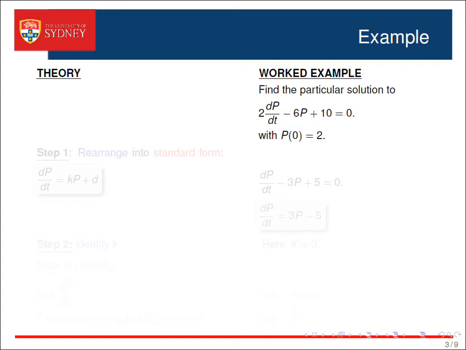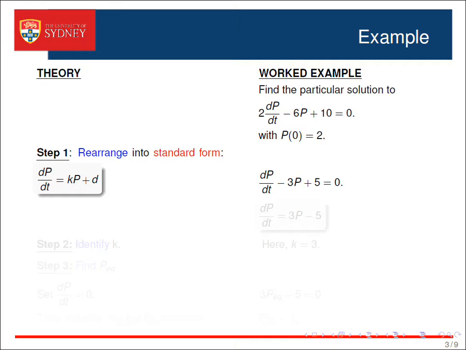Our strategy here is to first find the general solution of the differential equation. We then use the given condition to find the arbitrary constant and then the particular solution. Our first step is to rearrange the differential equation into a standard form. Here, that means we must rearrange the differential equation so that the derivative dp/dt is on its own on the left-hand side.